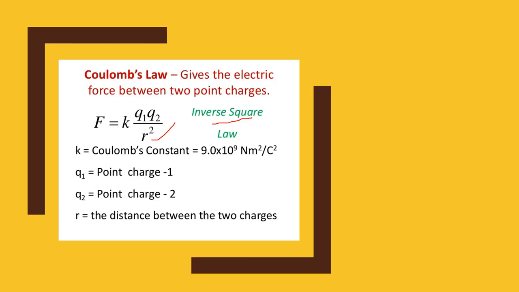Here small k, that is the Coulomb constant, and its value is 9 into 10 raised to power 9 Newton meter square per Coulomb square. Q1 is the first point charge, Q2 is the point charge taken as number 2, and R is the distance between the two charges. Unit of charges.